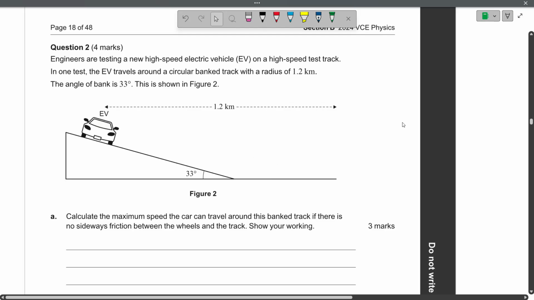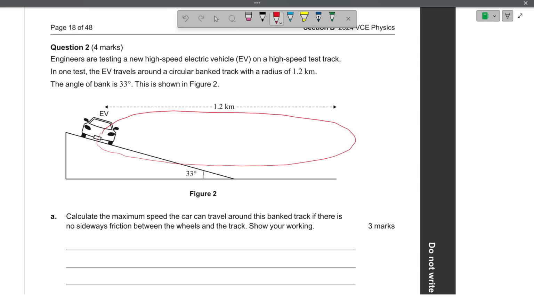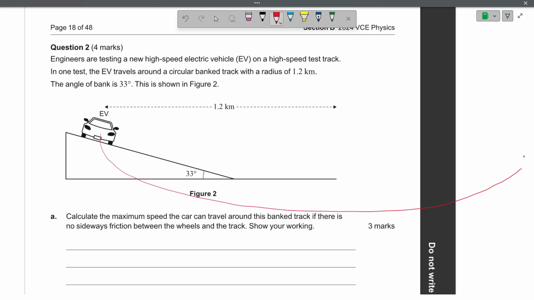Cool. So we have a banked track. The car looks like it's coming out of the page at that point, but imagine it's just going in like a circular path around like that, which has a, well, that's not the circular path. The circular path would be more like that, going out of there and coming back in like that, and has a radius of 1.2 kilometers, 1,200 meters.